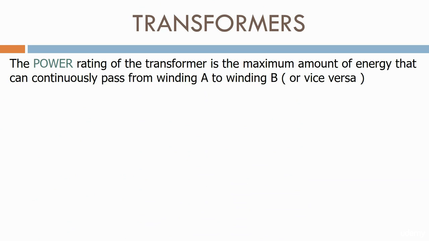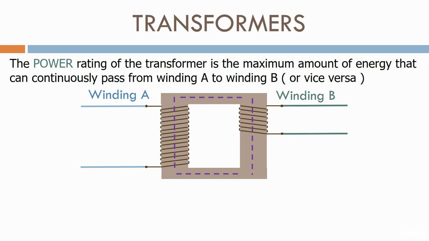The power rating of the transformer is the maximum amount of energy that can continuously pass from winding A to winding B, or vice versa. Here we have the transformer from before. Here we have VA max, which is the maximum rated voltage for winding A, and IA max, which is the maximum rated current for winding A.